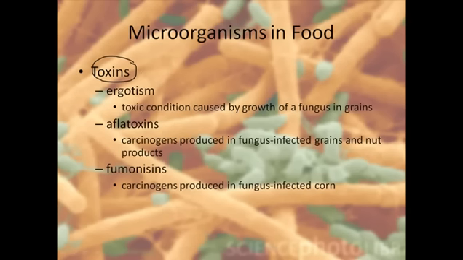Okay. So we have different types of toxins. I have listed 3 different types of toxin particles which are secreted by microorganisms normally in food, and when you eat that food, those toxins come into our body and can affect us. For example, we have ergotism. Ergotism is a toxic condition caused by the growth of a fungus in grains. It's called ergotism.